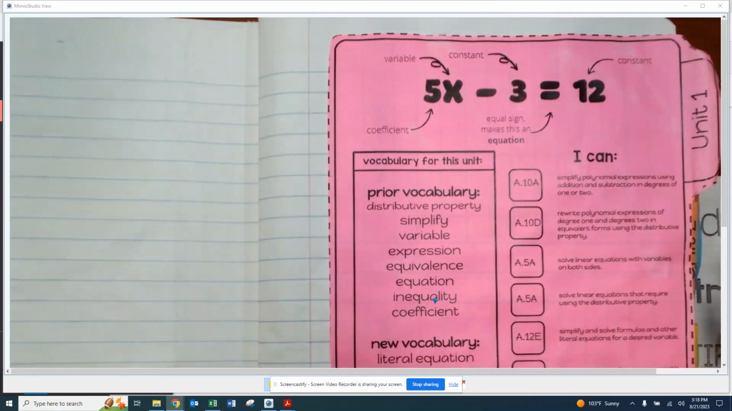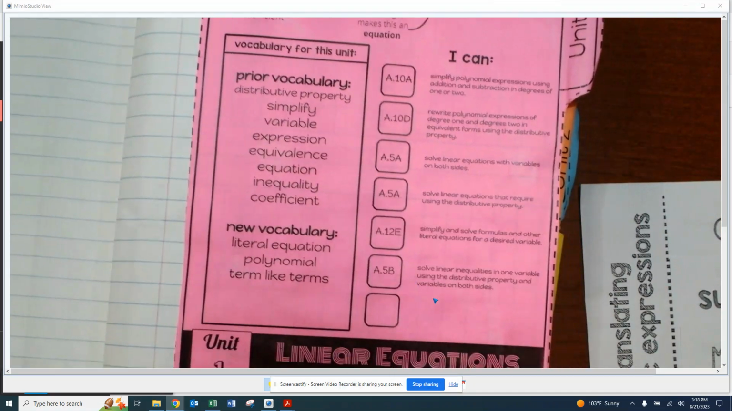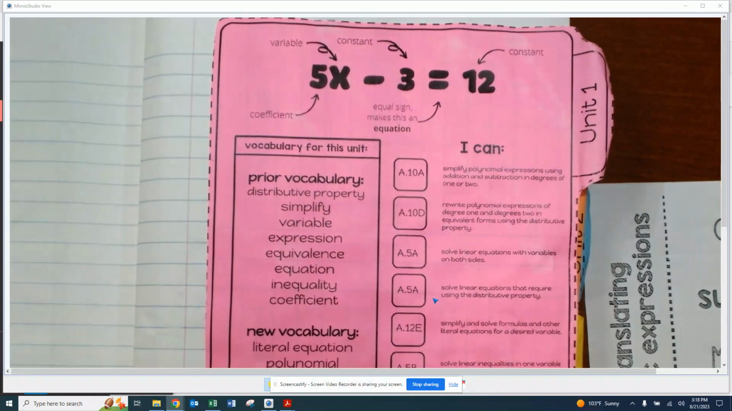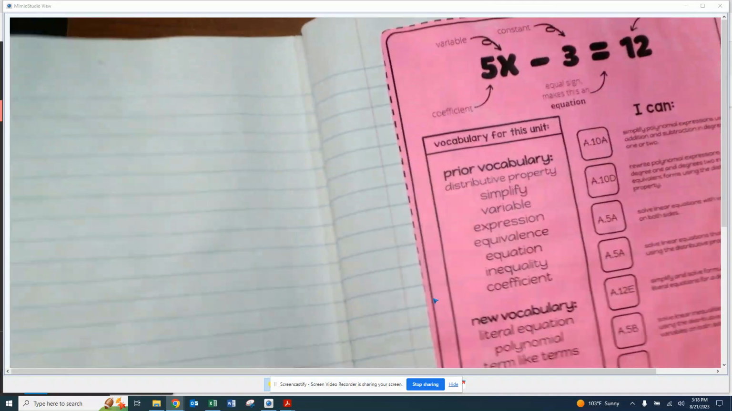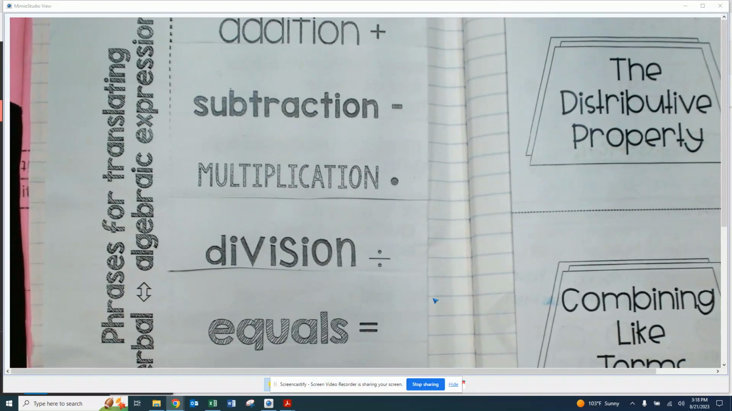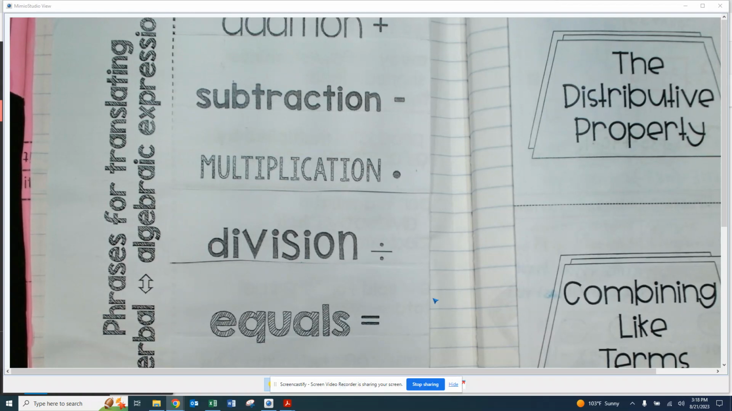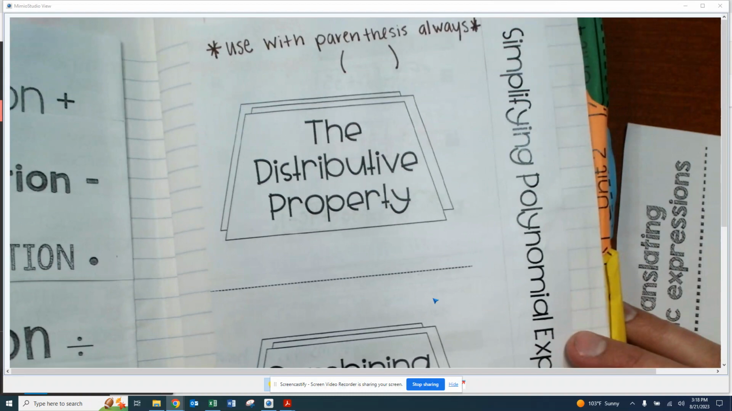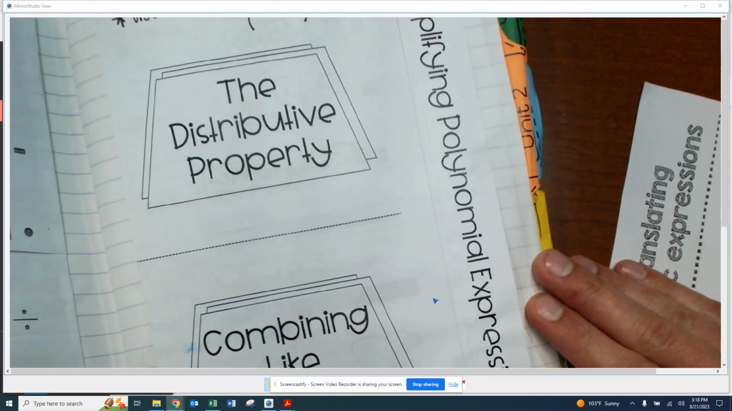Okay, we're using this to catch up with our first set of notes on Unit 1. Unit 1 is on linear equations. The sets of notes that we have will go on the next page. First, the phrases for translating verbal and algebraic expressions, and then the actual notes of simplifying polynomial expressions.